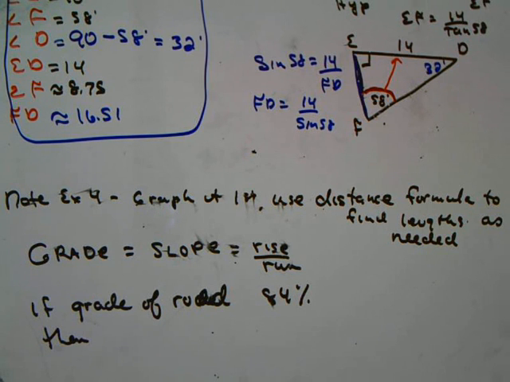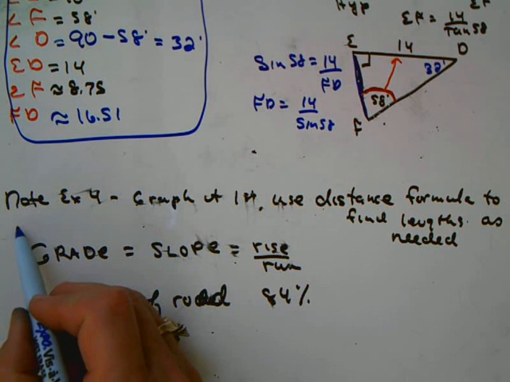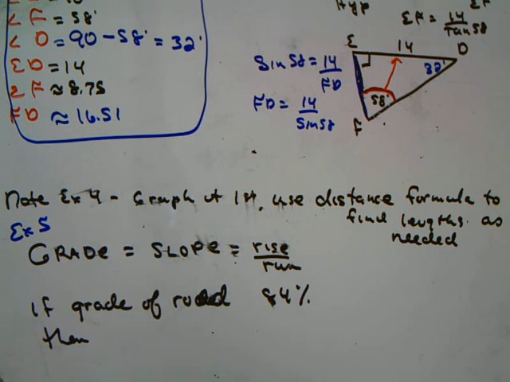You can take a look at that in your book, or you can look on myhrw.com if you want a more in-depth explanation. Example 5 talks about the grade of a road. Grade just means the slope of the road: how fast is it rising compared to the horizontal, sea level type of thing? And slope is just rise over run.